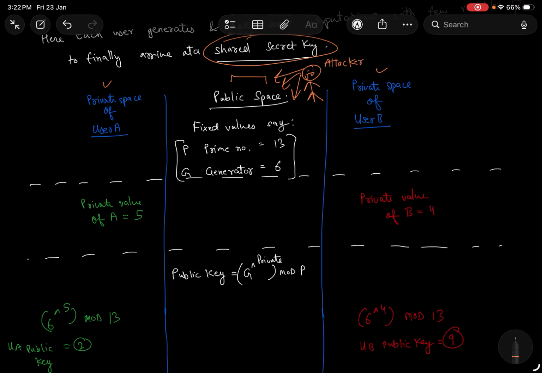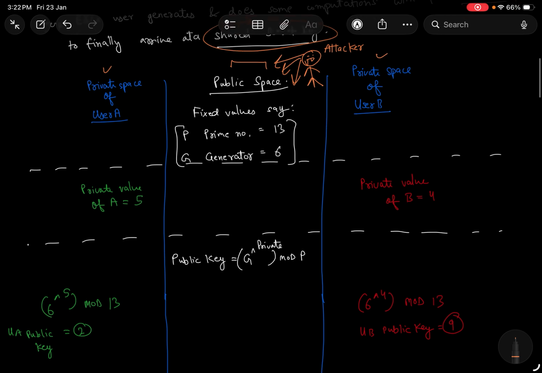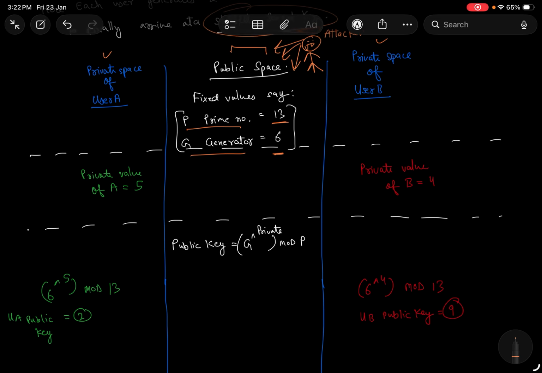What this algorithm does is, we have some fixed values which can be easily accessed by the attacker. So we have a prime number P, let's take the value as 13 for now. Then we have a generator variable G, and let's take its value as 6 for now. User A will also have access to these fixed values, P and G.